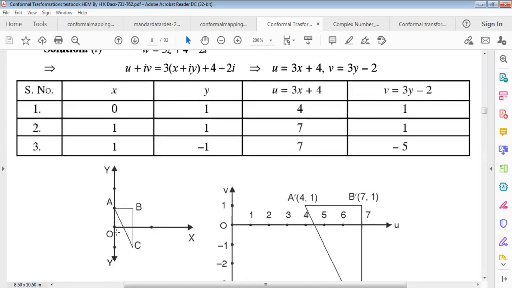Plotting these values, we get the object ABC. This is the triangle actually. 0, 1 means x equals 0, y equals 1, that is point A. And point B is 1, 1, x equals 1, y equals 1. And point C is x equals 1, y equals minus 1, in the negative part of the imaginary axis. Then joining these, we get a triangle. ABC is the triangle in the z plane.